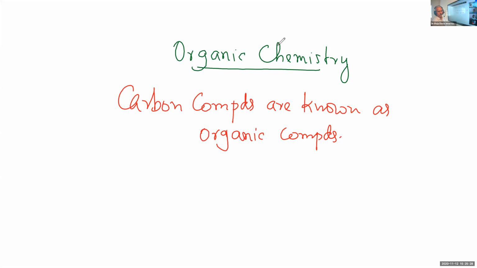These are called organic compounds because the first compounds were found in the organisms, micro or macro organisms, plants and animals. So the substances present in organisms, plants or animals, in that sense, the carbon compounds were known as organic compounds.